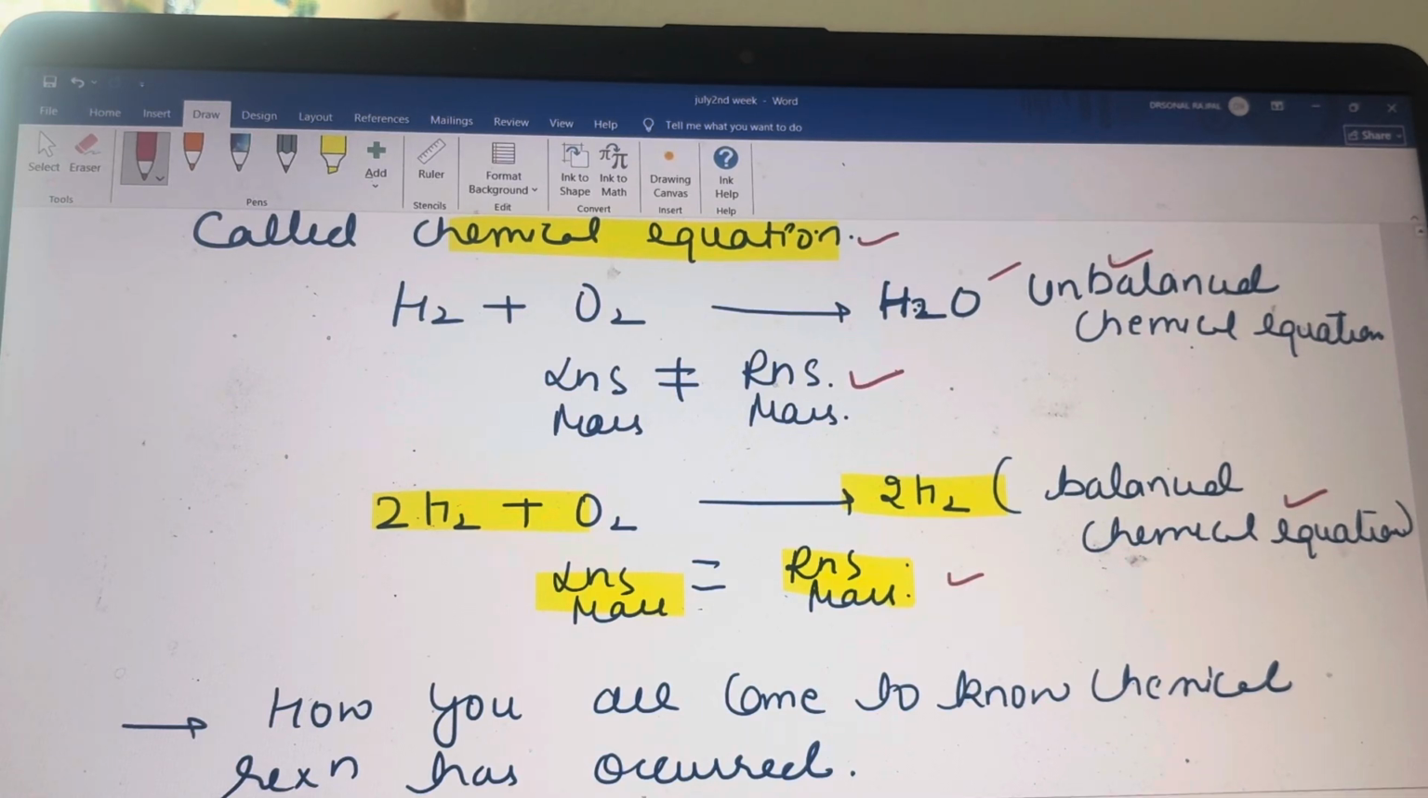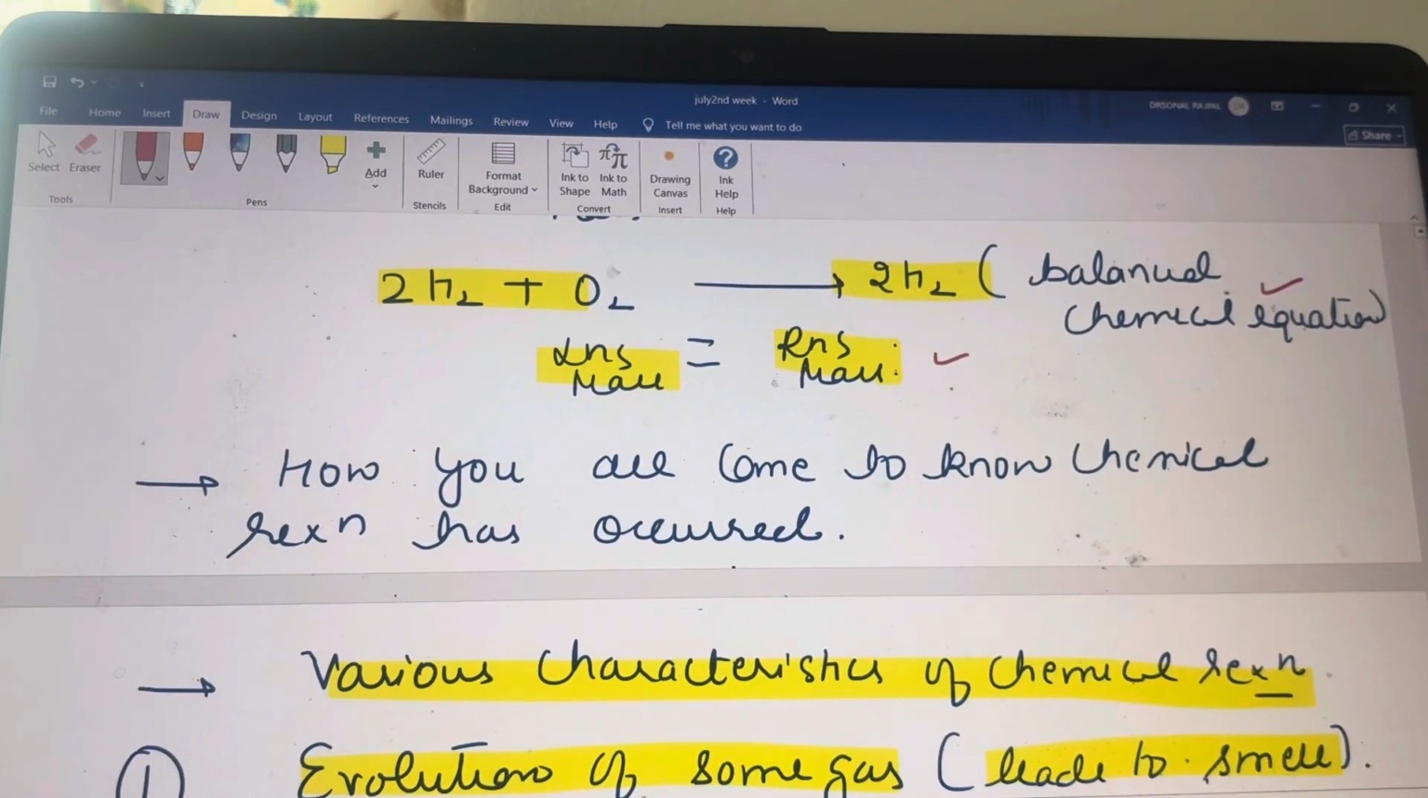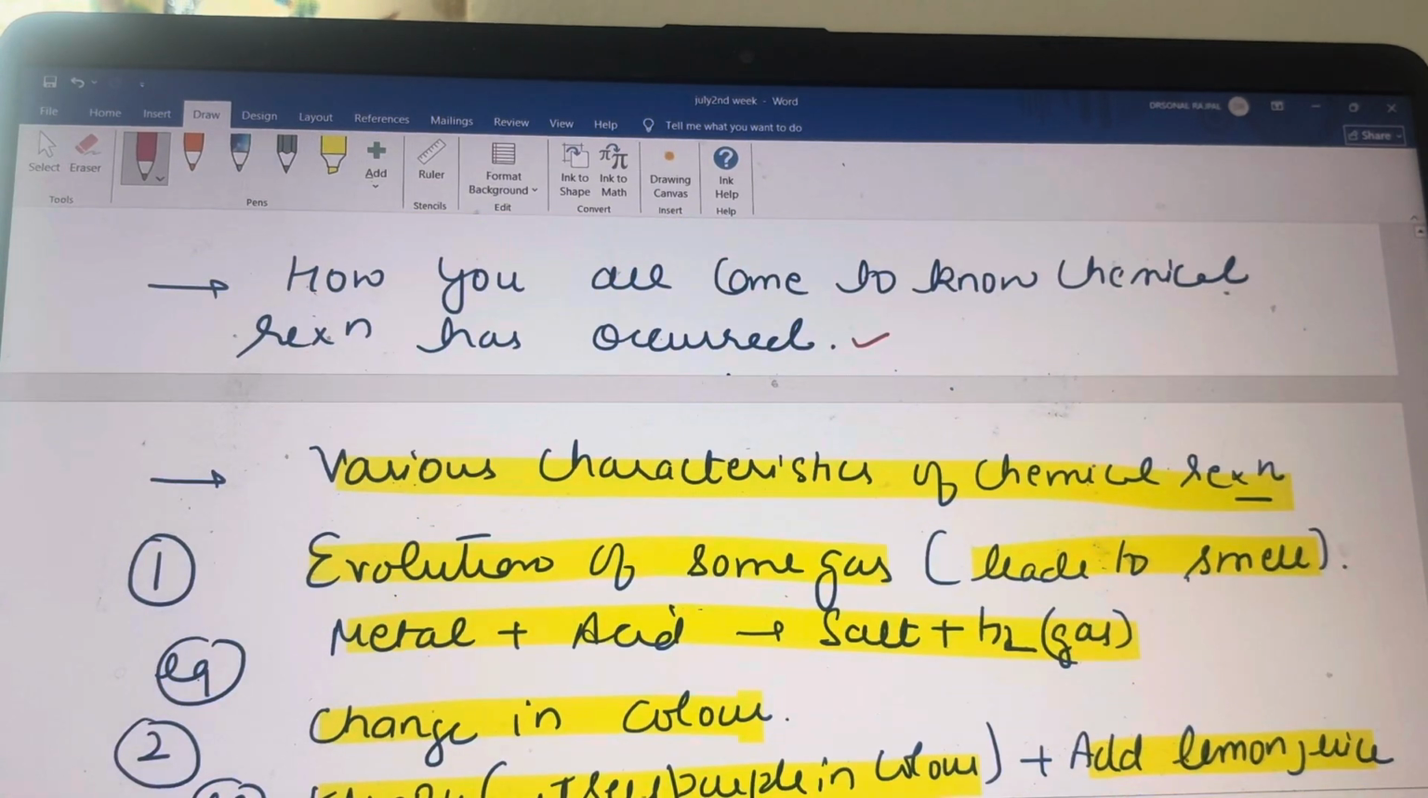But now the question comes to your mind, how do you come to know that a chemical reaction has occurred? So students, there are various characteristics of chemical reactions. Whenever a reaction is happening around you, there may be an evolution of some gas, or maybe a kind of smell coming. For example, when a metal reacts with an acid, salt is formed and hydrogen gas is produced, and hydrogen gas burns with a pop sound.